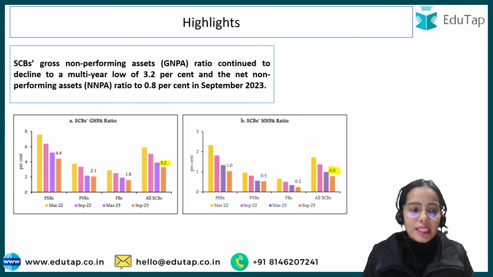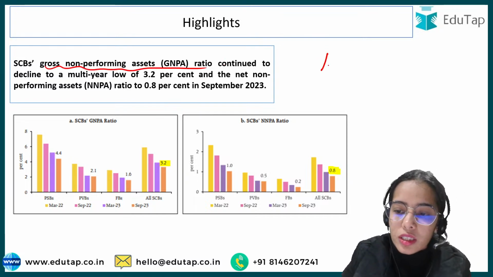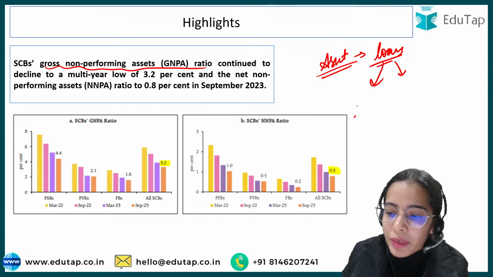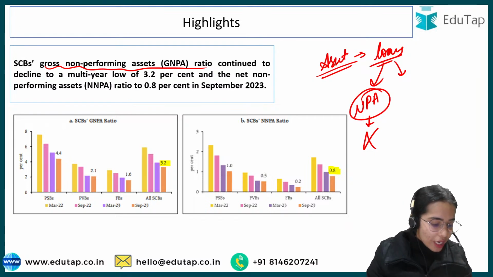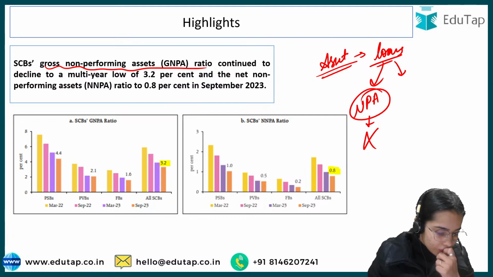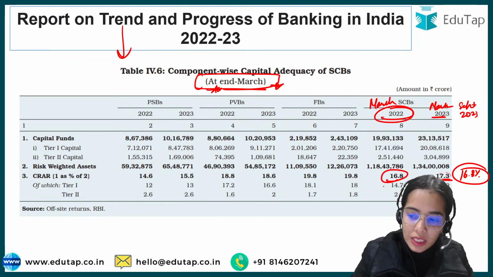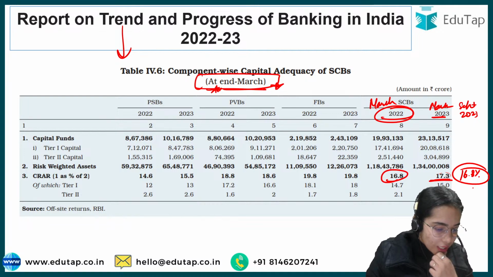Now coming to the next highlight, that is regarding the scheduled commercial banks' gross non-performing assets. Now when the bank is giving assets, that is when the bank is giving loans, some of these loans can become non-performing assets. That means these loans are not coming back. The interest on these loans is not coming back. So this is the problem that can be created. Now, is everything clear before I move on? Clear now? March 2022, 16.8%. March 2023, 17.3%. September 2023, 16.8% of the CRAR.